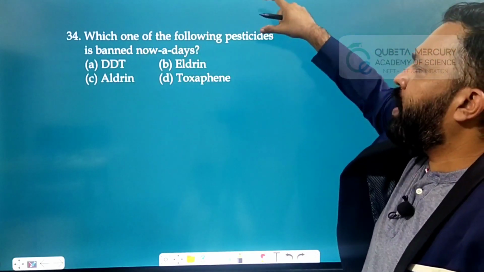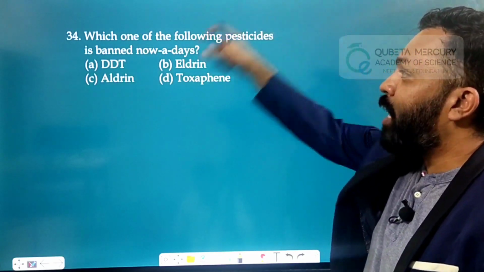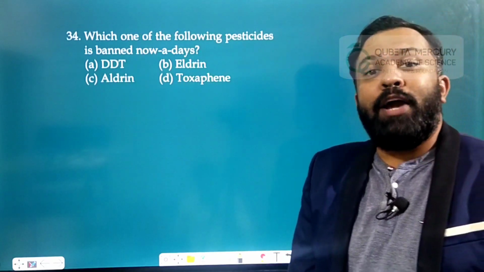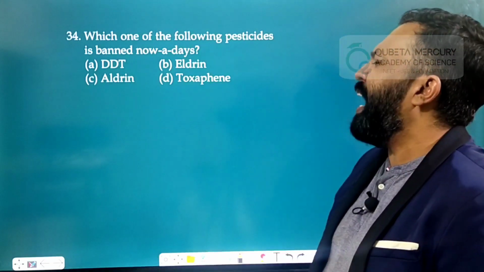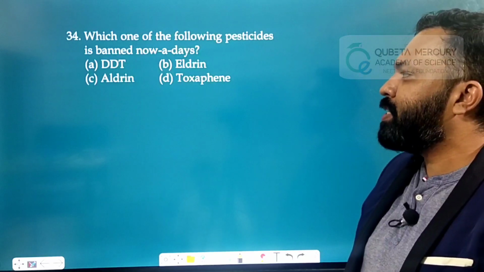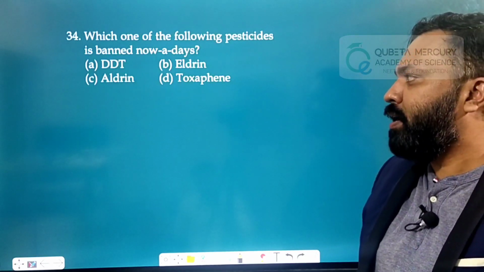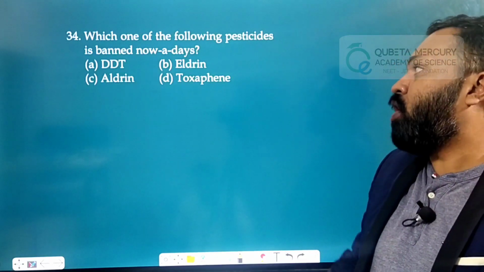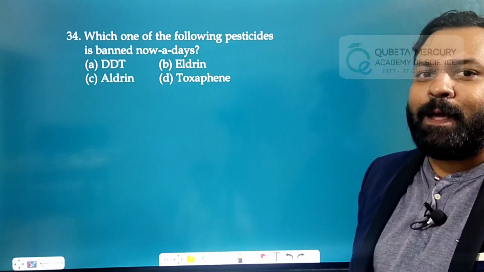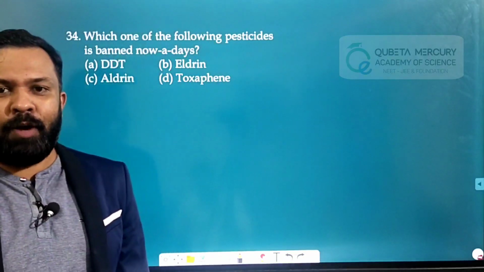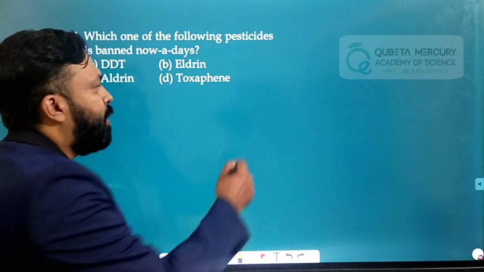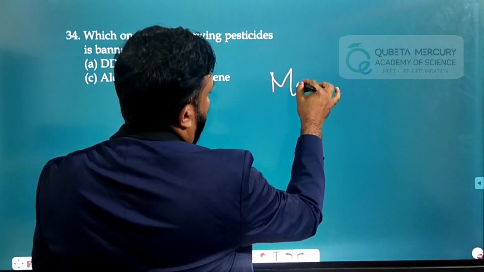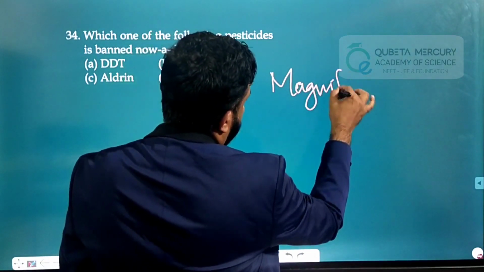Which one of the following pesticides is banned nowadays? A non-biodegradable pesticide is banned nowadays. Which one is it? DDT, eldrin, aldrin and toxaphene. Yeah, the question is from the chapter environmental issues, right? Environmental issues holds a concept like biomagnification. The biological magnification is called biomagnification.